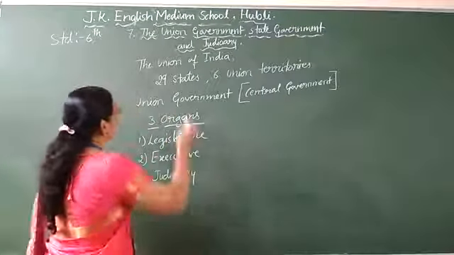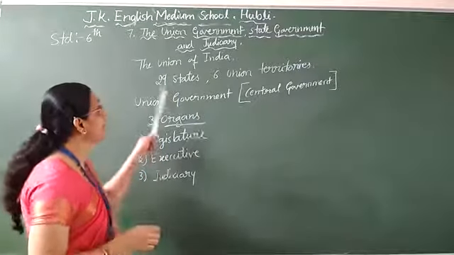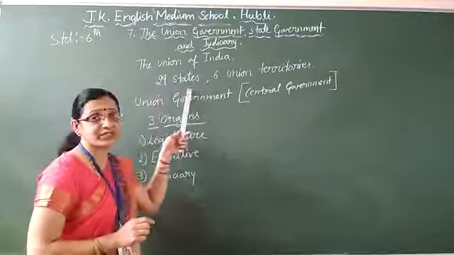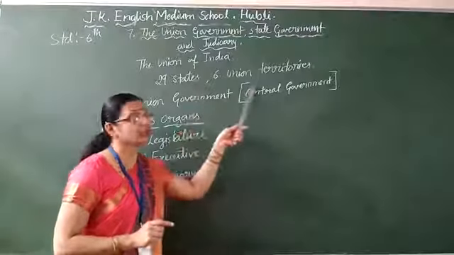See, the Union of India. What India consists of is called the Union of India. In the Union of India, there are 29 states. We have 29 states and 6 union territories.